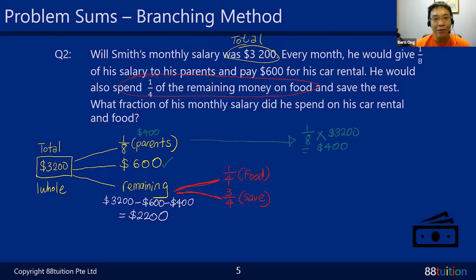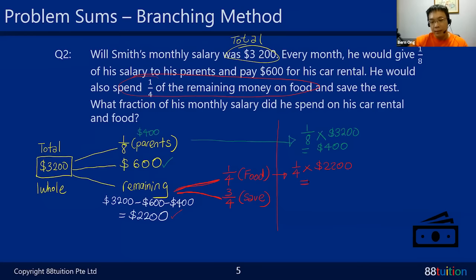All right, so the question is talking about what? What fraction of his monthly salary did he spend on his car rental and food? Okay, so at this moment, the remainder is 2,200. Can I go and find out how much he spent on the food? Yes, I can, because I got so much information. So 1/4 from the remainder, which is 2,200, is spent on food.